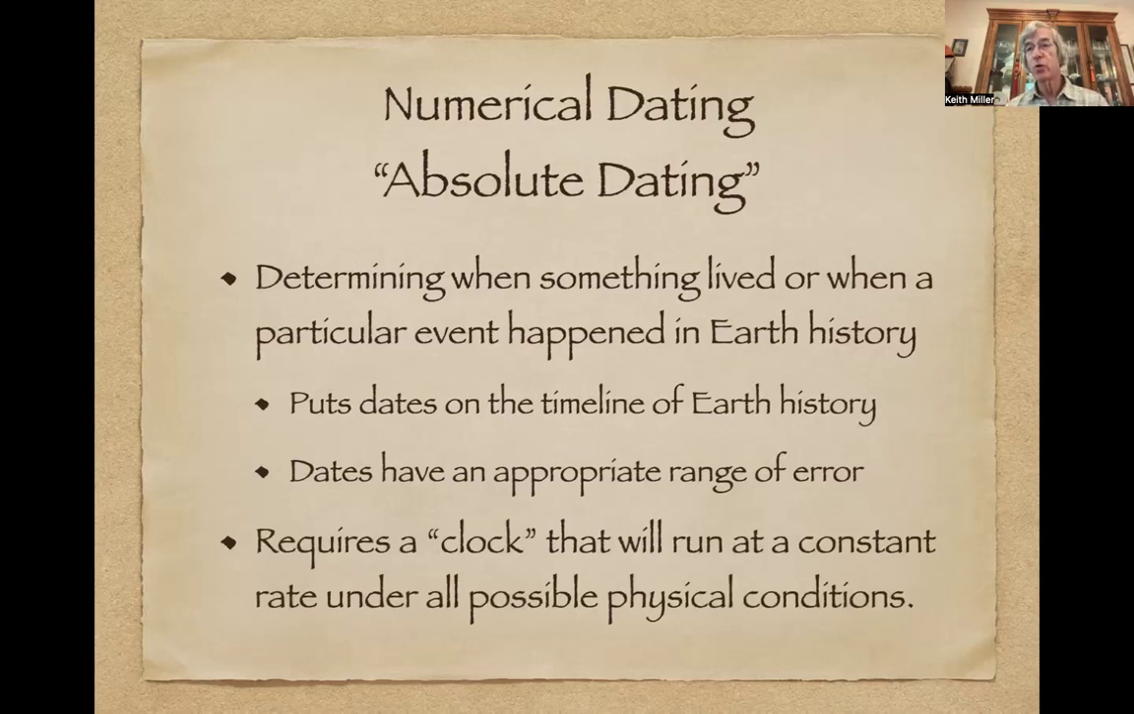And all those dates are going to have an error bar. Okay. So it's not saying this is the absolute date it happened on exactly that year. Okay. It's saying we can put a date on the timeline and it may be an approximate date and it has a certain error bar. And any time that such research is reported, it always includes what the error bars are. So absolute dating, or I much prefer numerical dating, determines when something lived or when a particular event happened in Earth history, putting dates on the timeline of Earth history. And again, it has a range of error.